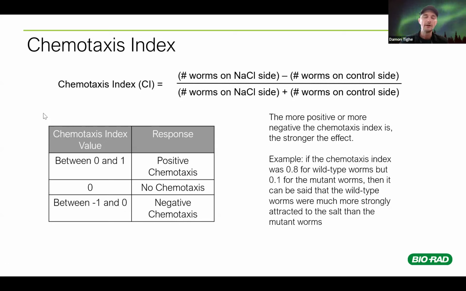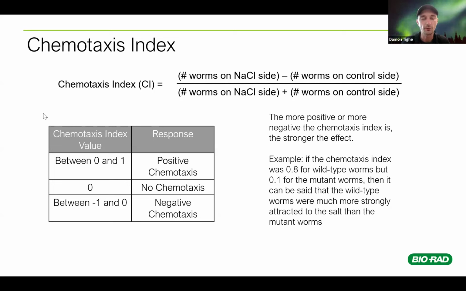And the reason you're doing this is it's going to allow them to actually make a chemotaxis index, which is going to be a pretty simple calculation. It's basically the number of worms on the side of the sodium chloride minus the number of worms on the control side, divided by all of the worms on the sodium chloride side and the worms on the control side.